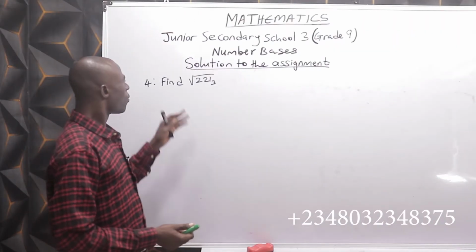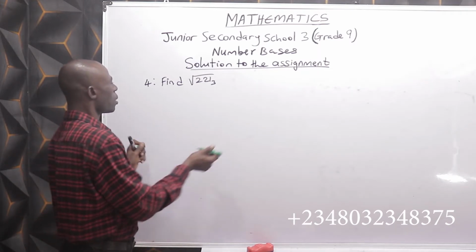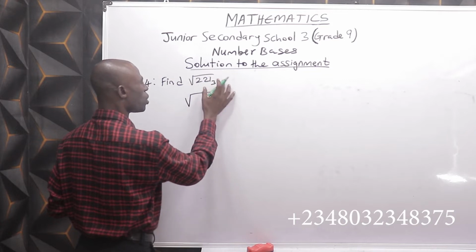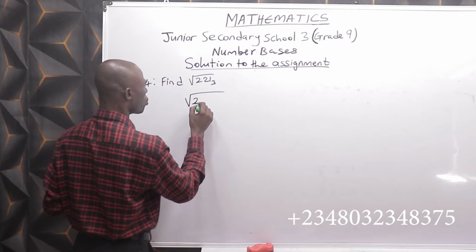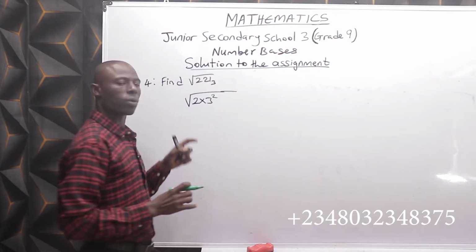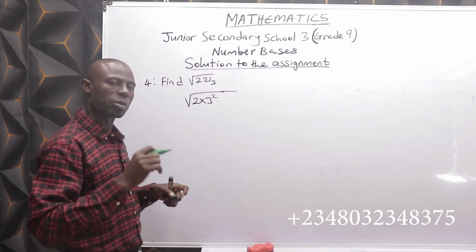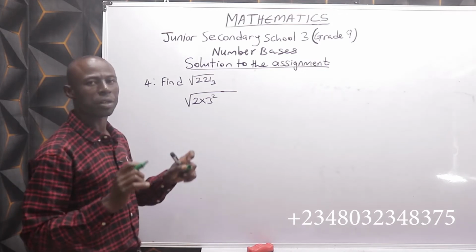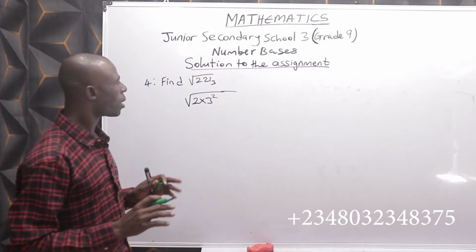Question 4. Find square root of 221 base 3. This, you have to do the conversion right inside the square root. So it will be 2 times 3 raised to power 2. Whenever you have a question like this, the number inside the square root should be expressed in base 10. Convert it to base 10 to make it an ordinary number so that you can find the square root as easy as possible.